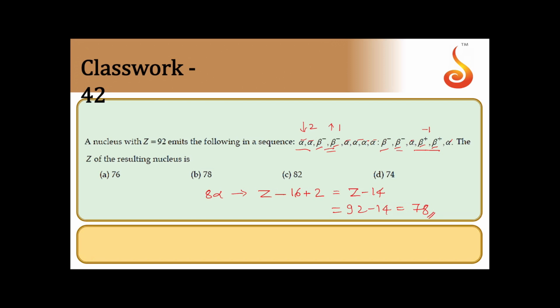78. The idea behind this is that during alpha decay, Z reduces by 2 units and mass number reduces by 4 units, and during beta decay, Z becomes Z plus 1. This is for beta decay, and Z becomes Z minus 1 for beta plus decay. So the answer should be 78.